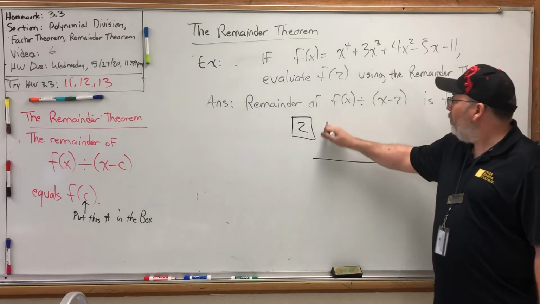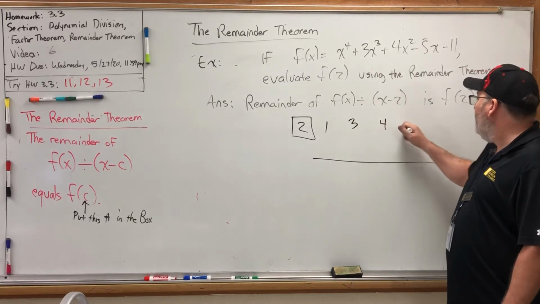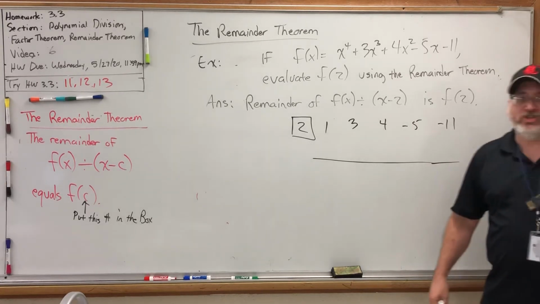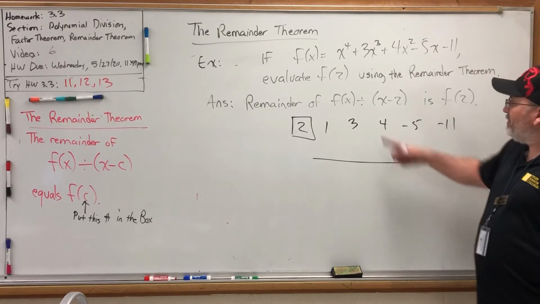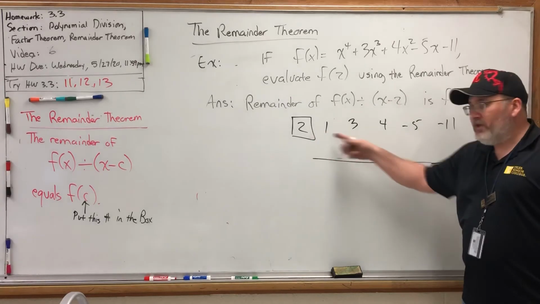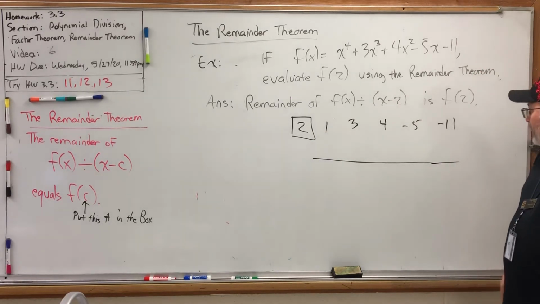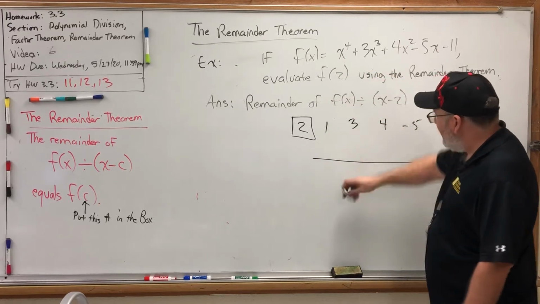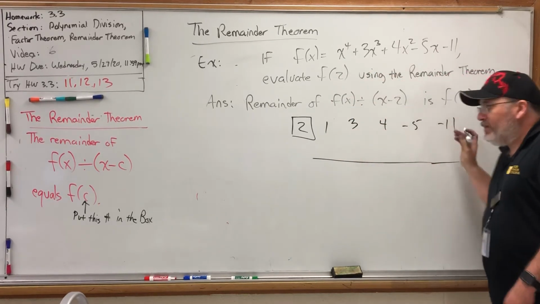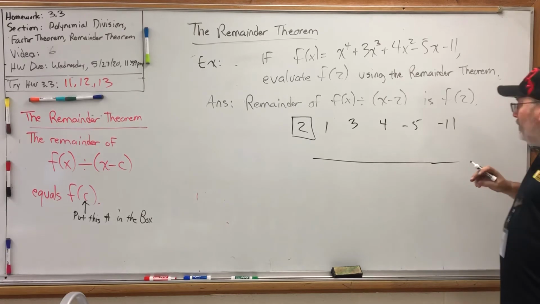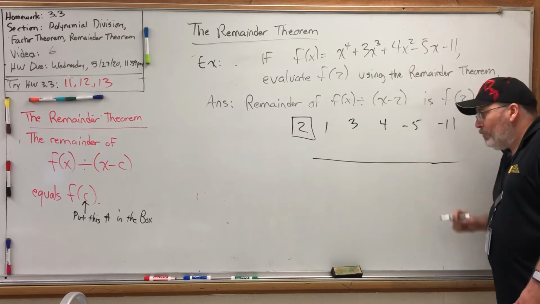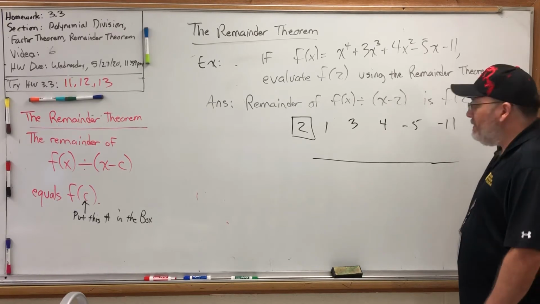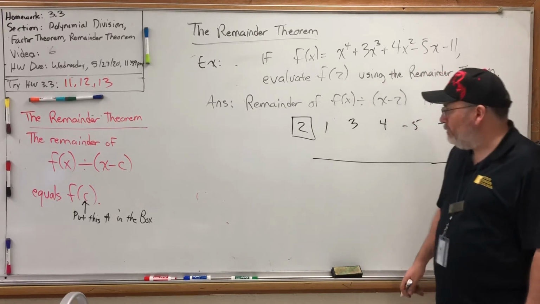Top row, 1, 3, 4, -5, -11. Some people call this synthetic substitution because instead of substituting the 2 into the function, we're running it through synthetic division. Remember, the rules, the work is add, multiply by the box, add, multiply by the box. I'm going to go through this at the normal speed that I would. I invite you to pause the video and work it out on your own, but I'm about to buzz through it at normal speed for me. I don't even call out the moves.